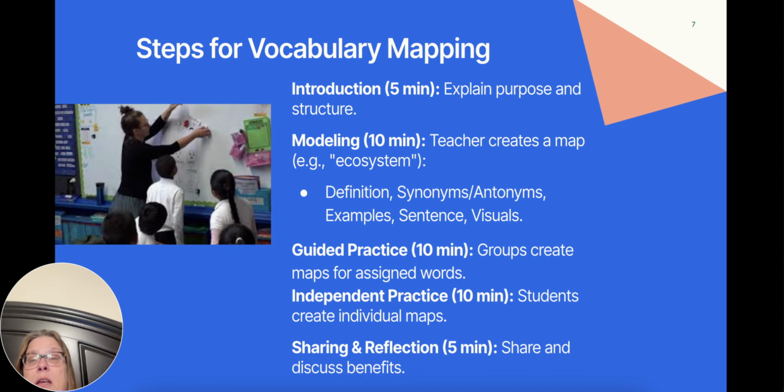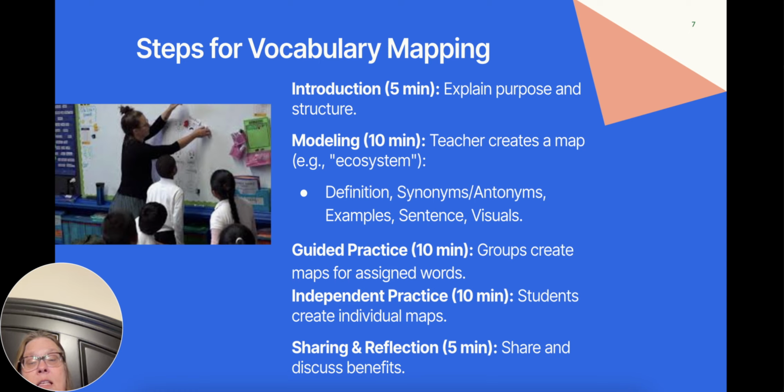So our steps for implementing vocabulary maps. We're going to do an introduction for about 5 minutes, explaining what vocabulary maps are and why they are going to be helpful. Then we're going to model for about 10 minutes where the teacher creates a map, such as with the word ecosystem. We want to include the definition, any synonyms, antonyms that might be there, give examples and sentences that we can use, and then also a visual. Visuals are really important because students have a tendency to put a picture with a word and it helps them remember the words. Then for 10 minutes, we want groups to create maps for assigned words, and that gives them a chance to do that.